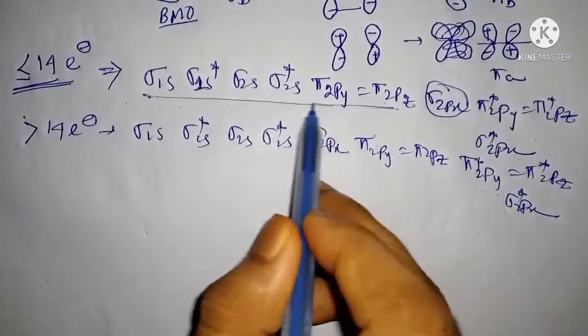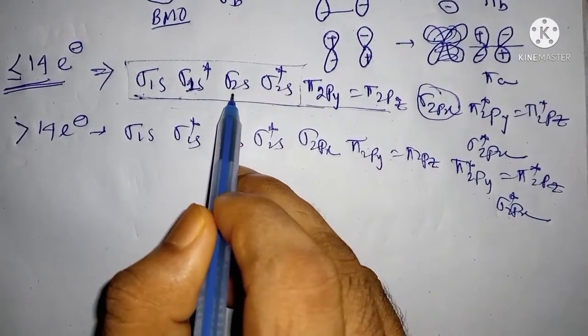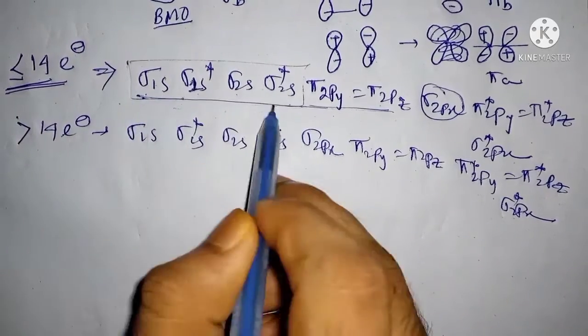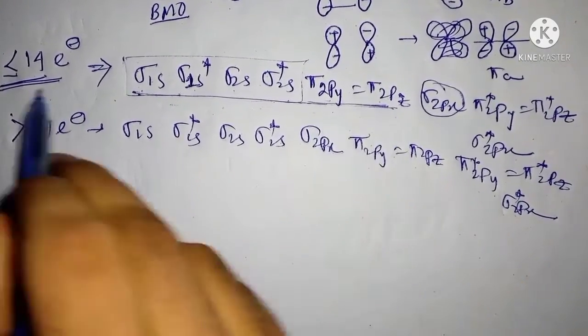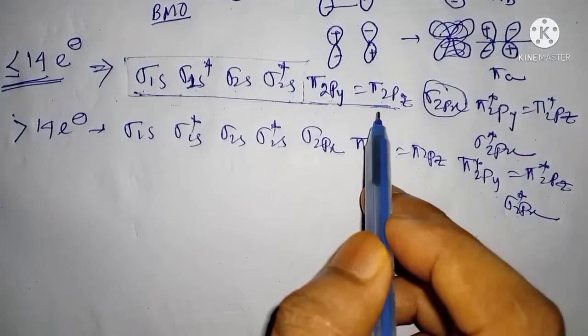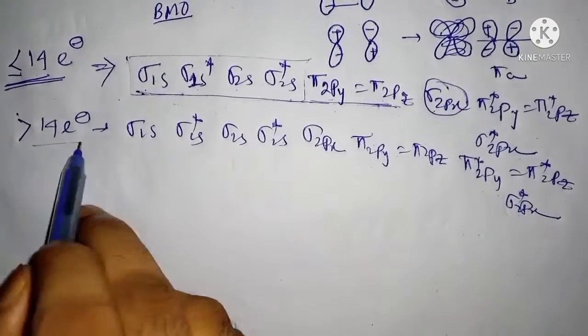So this is the same: first sigma 1s, sigma star 1s, sigma 2s and sigma star 2s. This is the same, but in pi 2py and pi 2pz, in case of less than or equal to 14 electrons, this is the front side, and this is the middle side in case of greater than or equal to 14 electrons.